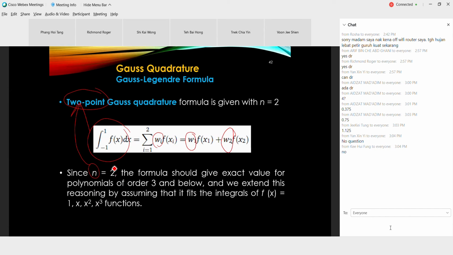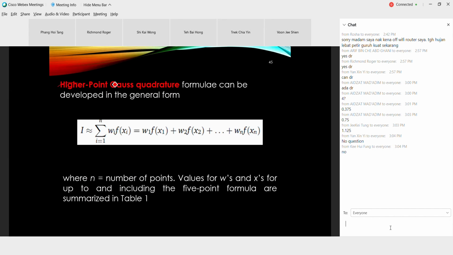That is not the same as Newton-Cotes. In Newton-Cotes, n is the number of equal spaces, from which you calculate the step size. For Gauss quadrature, n is simply how many points you want to use. Since 2 point means n equal to 2, the formula should give exact values for polynomials of order 3 and below. We extend this reasoning by assuming it fits the integral of f(x) equal to 1, x, x2, x3 and so on. For higher points, you need to add more weightages, up to omega n.